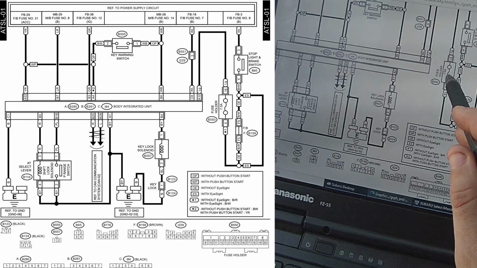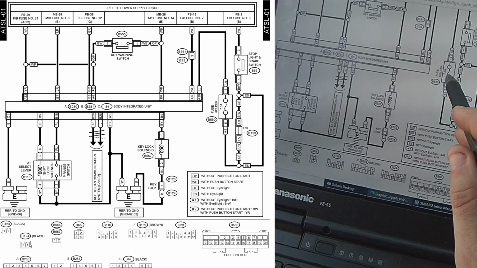Let's look at my components. The key warning switch, stop light and brake switch. Here's my BIU, body integrated unit. Some CAN wires, key lock solenoid, shift lock solenoid, P range switch. Alright, good.